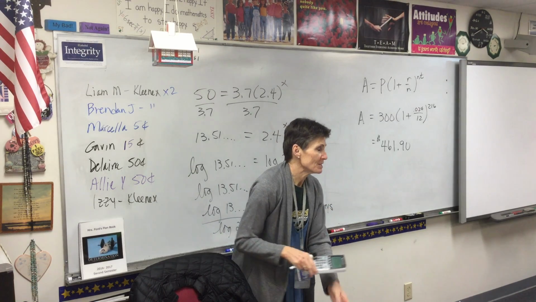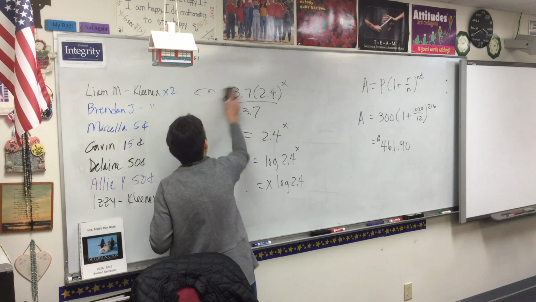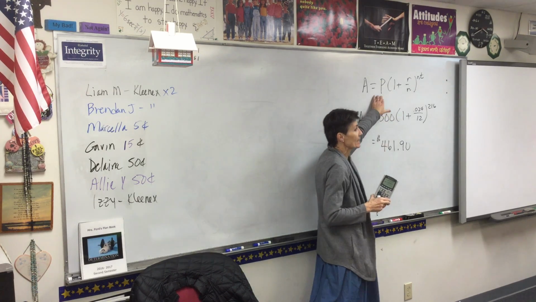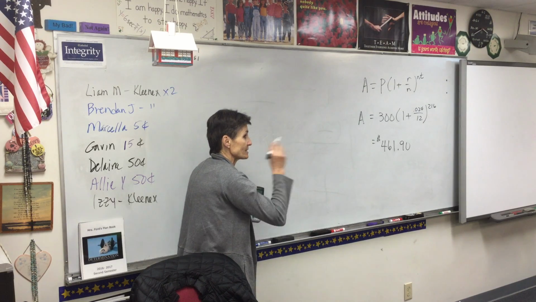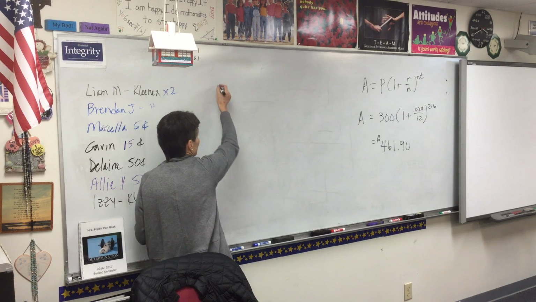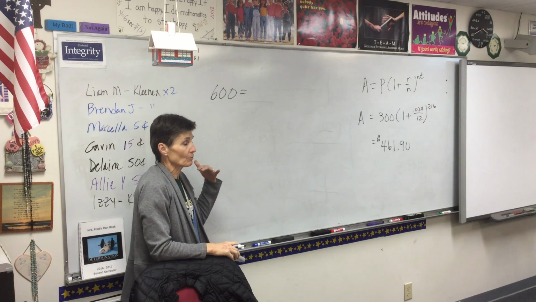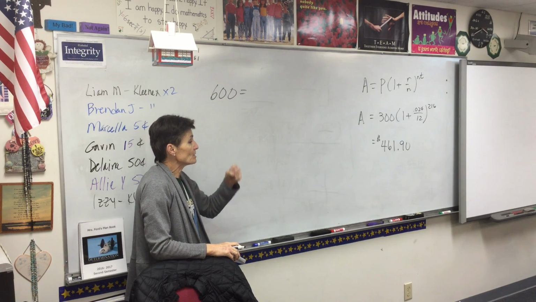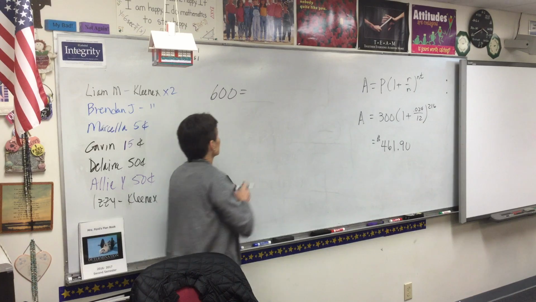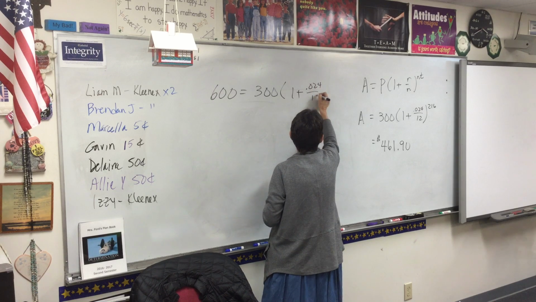When will your original investment be doubled? Now, kids, it's the same problem, so I'm using the same formula. But this time I know A. What is my A? 600. Why does my A have to be 600? Because I'm doubling my original investment. Read the problem. $300 doubled, right? So 600 equals 300 times 1 plus 0.024 divided by 12.